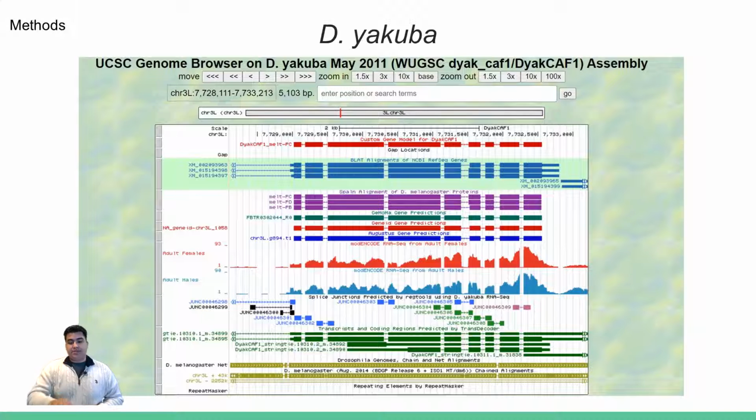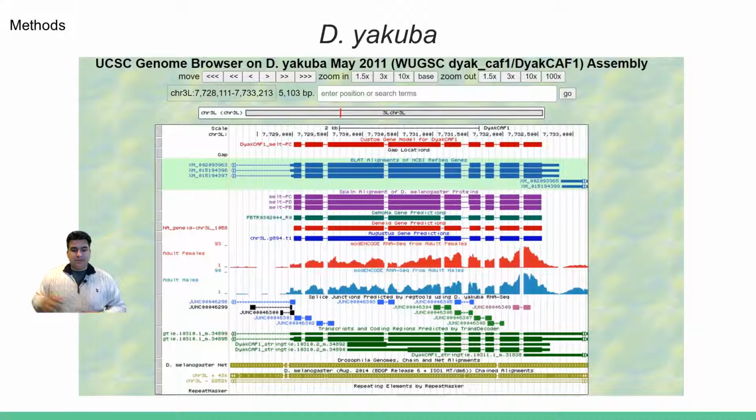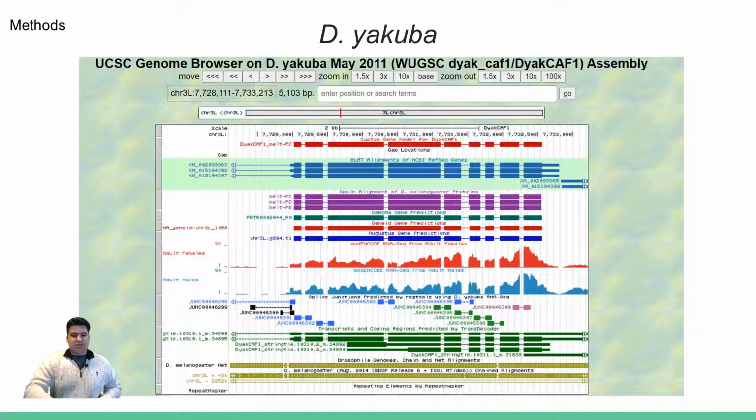What we can trust, as we see right here, is the adult females and adult males tracks, which are these blue and red bar graph looking data. That data we can trust because that's RNA sequence data. What that means is it's actual gene products that we can measure and quantify. And so when we see nice peaks there, that means that genes are being transcribed and then translated.